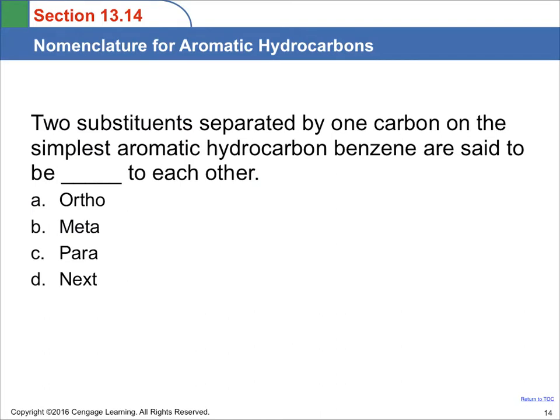So here's a quick check. 2 groups separated by 1 carbon is said to be what? So that's 2 groups separated by 1 carbon. So that would be 1, 3, which we defined as meta. There's your answer.